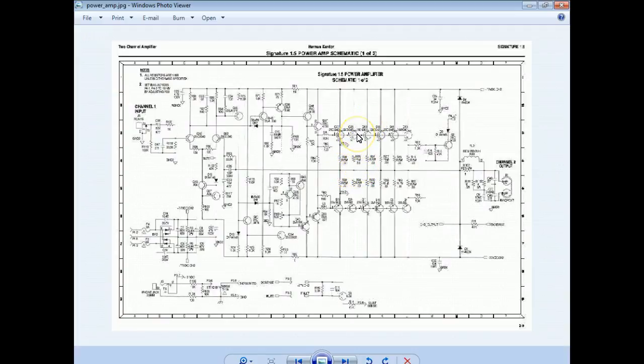These are NPN transistors. These are PNP transistors. Right. Common collector. This is my output. This is my negative supply. This is my positive supply. So this guy here is going to generate AC, and this will be a power amp.